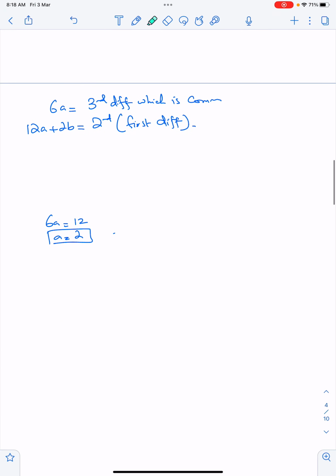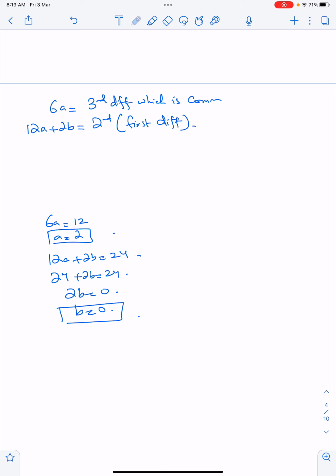So in this case you will write 12a plus 2b equals 24. A is 2, so 12 times 2 is 24, plus 2b equals 24. 2b equals 0, so b equals 0.